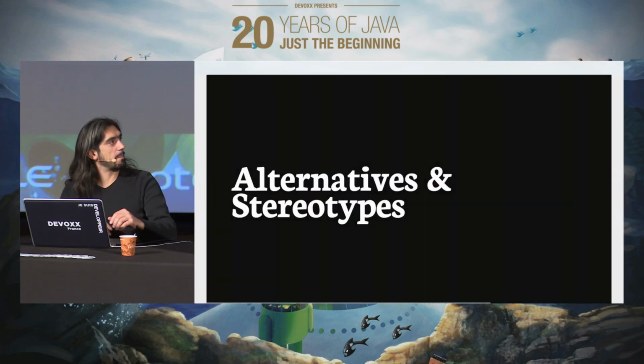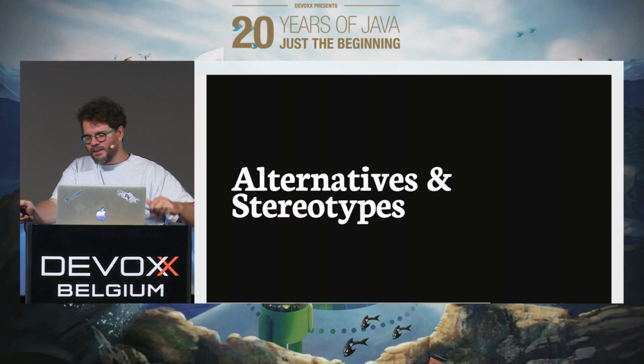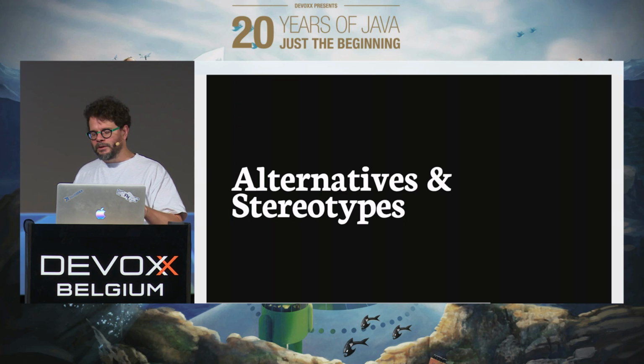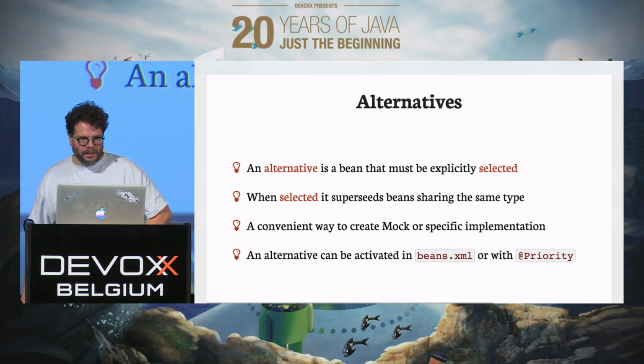The first answer could be, okay, create another bean with a qualifier. But if you do that, you have to change your code everywhere, and when you want to switch back to the original bean, you have to change the code back everywhere. So you have another feature that helps you replace a bean by another one without changing the injection point. It could be useful for a test or the use case Antonio gave. You have the alternatives feature.